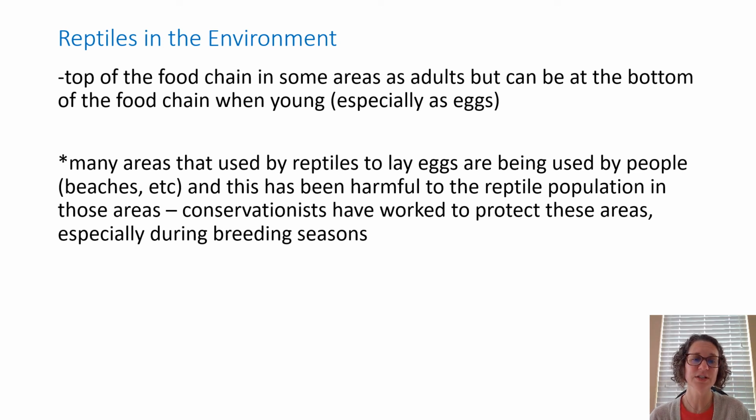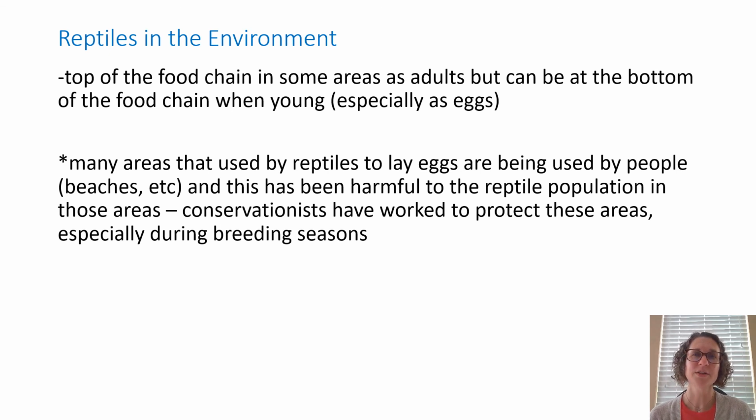Now, one of the things that ecologists and conservationists have noticed is that reptiles tend to lay their eggs in places that people like to go, like the beach. And this can be very harmful for that reptile population. They tend to return to a certain place to lay eggs and to reproduce. And if that area is disturbed or crowded, they don't go anywhere else. They just don't lay eggs.